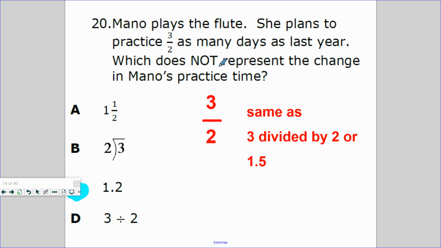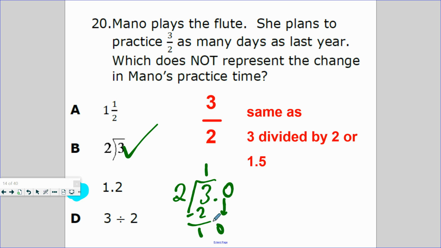Mano, which means hand in Spanish, plays the flute. She plans to practice 3 halves as many days as last year, which does not represent a change in Mano's practice time. So this is 3 cut in half. 2 goes into 3 one time. How do I get rid of this remainder? Annex a decimal 0. 2 goes into 10 5 times. So it's 1.5, because I did 3 divided by 2. C is not the same.